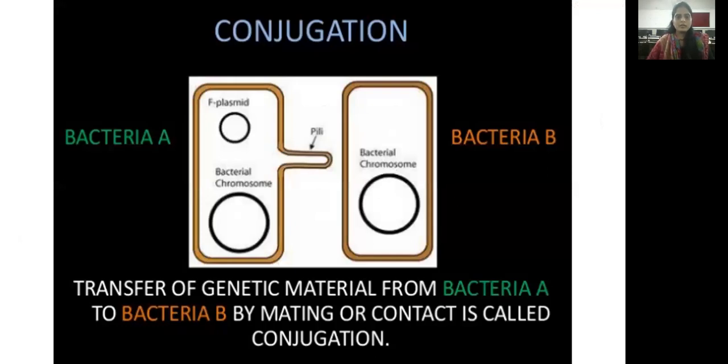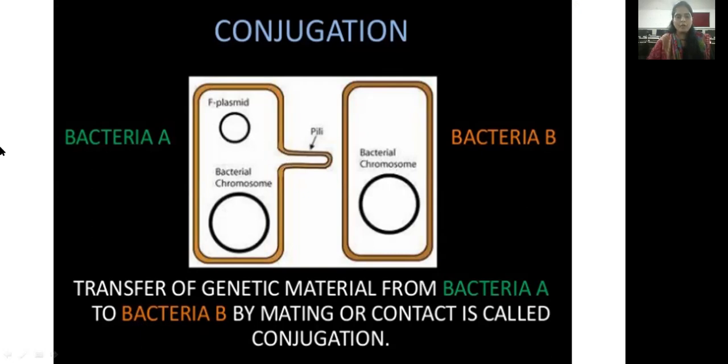You can see over here in the diagram, this is a positive male cell, this is a negative female cell. Here you can see this is a bacterial chromosome which is of course present in both cells, but the F plasmid, that is the fertility plasmid, is only present in the male cell, but it is not present in the female cell. So the names given are male bacteria A, female bacteria B. A pilus is formed. This bridge is formed by the male cell.